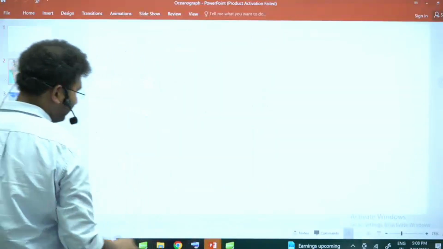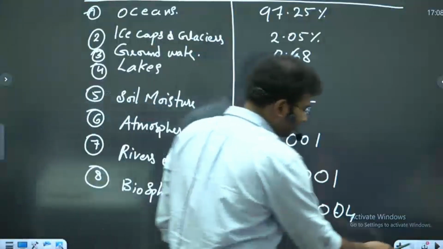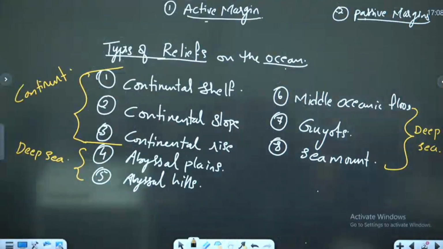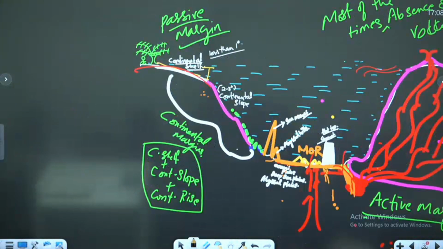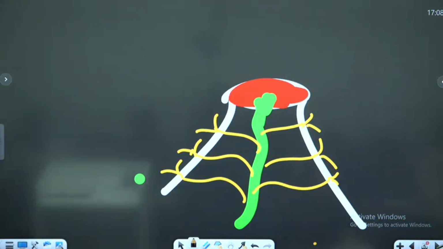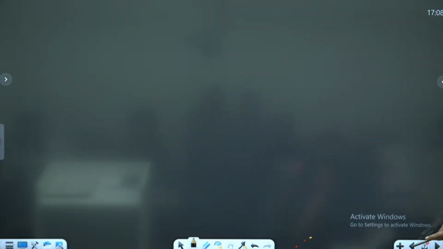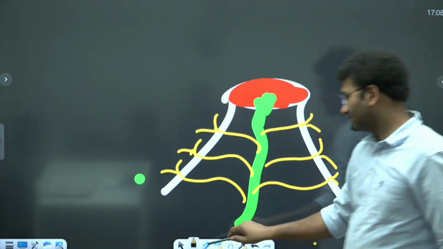So before we study ocean currents, one small content that I have to give you, that is factors that are affecting the distribution of the ocean water temperature. So yesterday we discussed in great detail about all of these aspects.